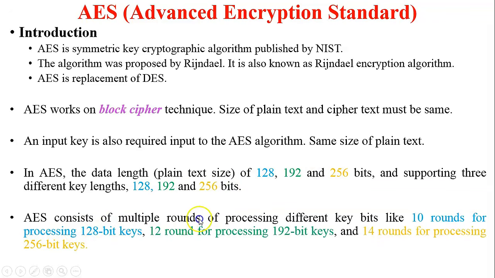AES consists of multiple rounds of the encryption process. So there are different key sizes. If you want 128-bit encryption and you use a 128-bit key, you must perform 10 rounds of processing for the 128-bit key. So we can say 10 rounds of encryption. If you want to use a 192-bit key, you must perform 12 rounds of the encryption process. And if you use 256 bits, there are 14 rounds of the encryption process.